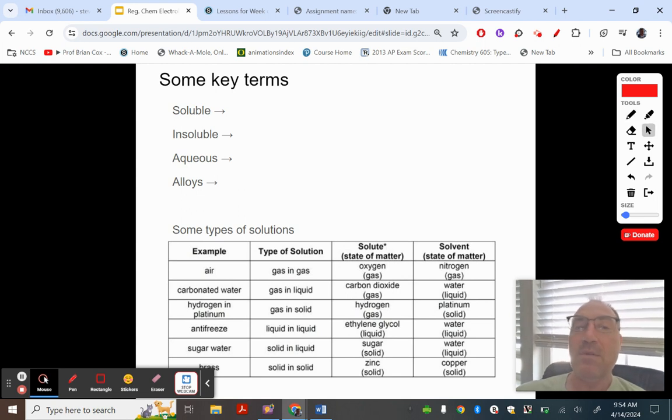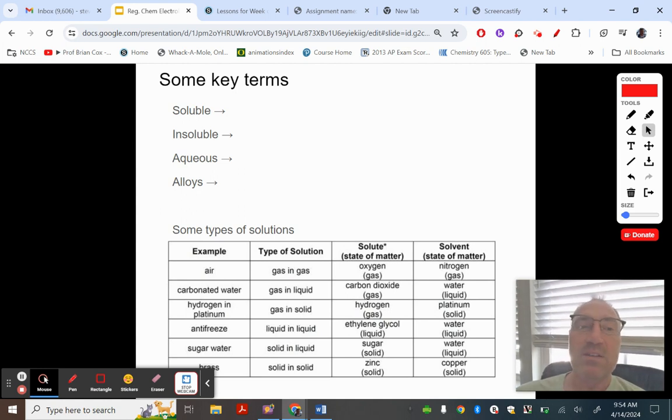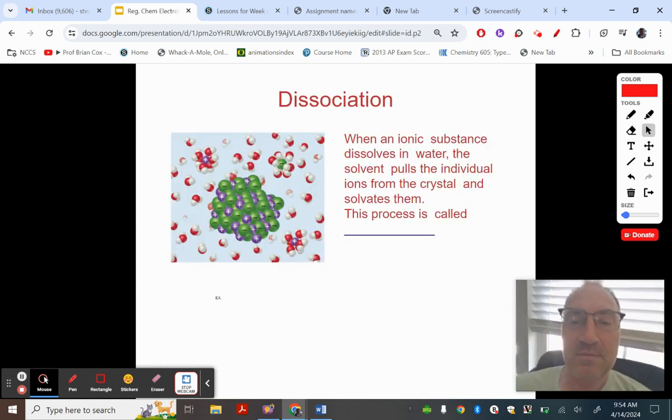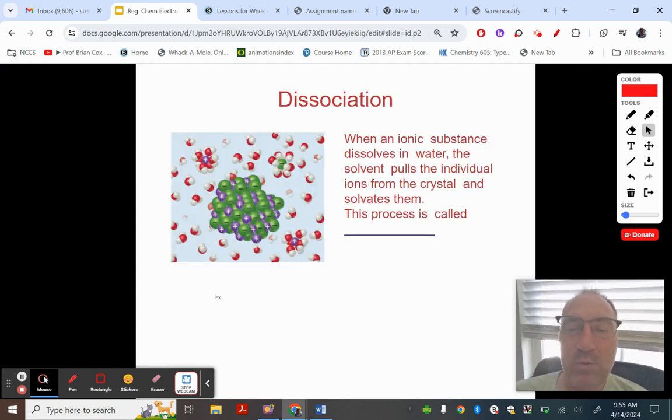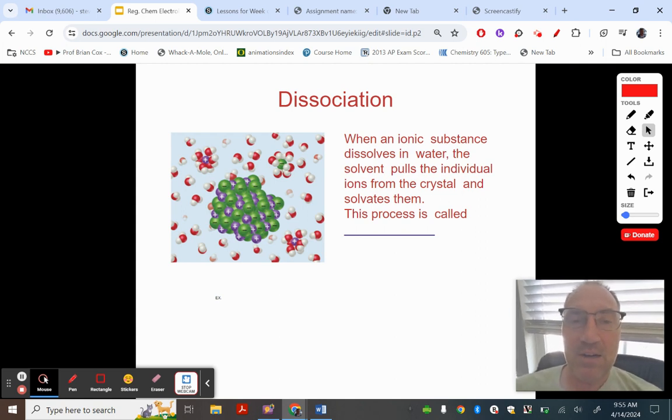Okay, now, those are some backgrounds on it. So when we're talking about solutions, we're talking about things that dissolve in something else. They're homogeneous. Now, what we're going to do with this is we're going to talk about electrolytes. So when you put a salt in water, and since we spend most of the time in aqueous solutions, it's going to dissociate.